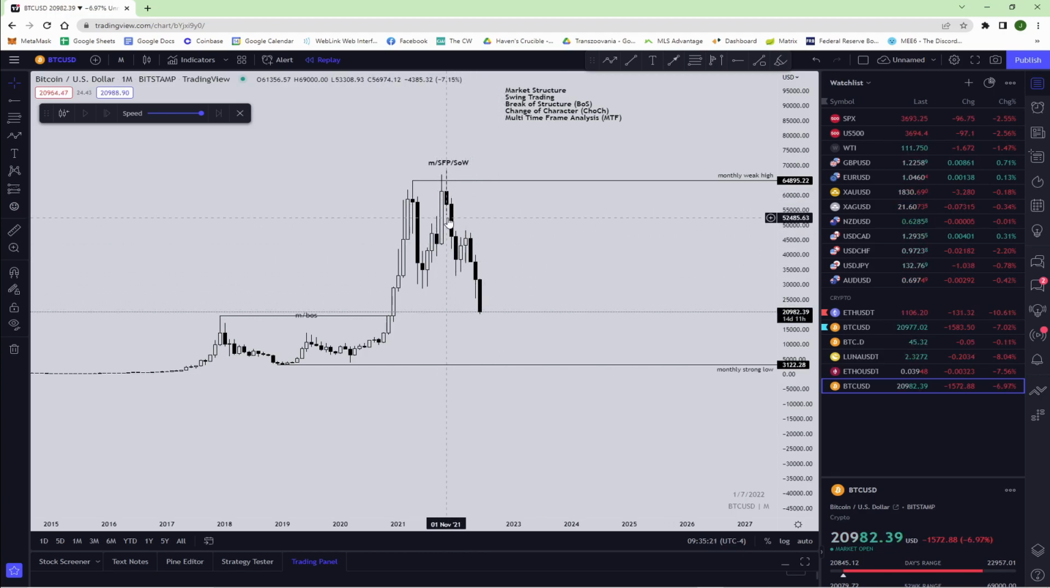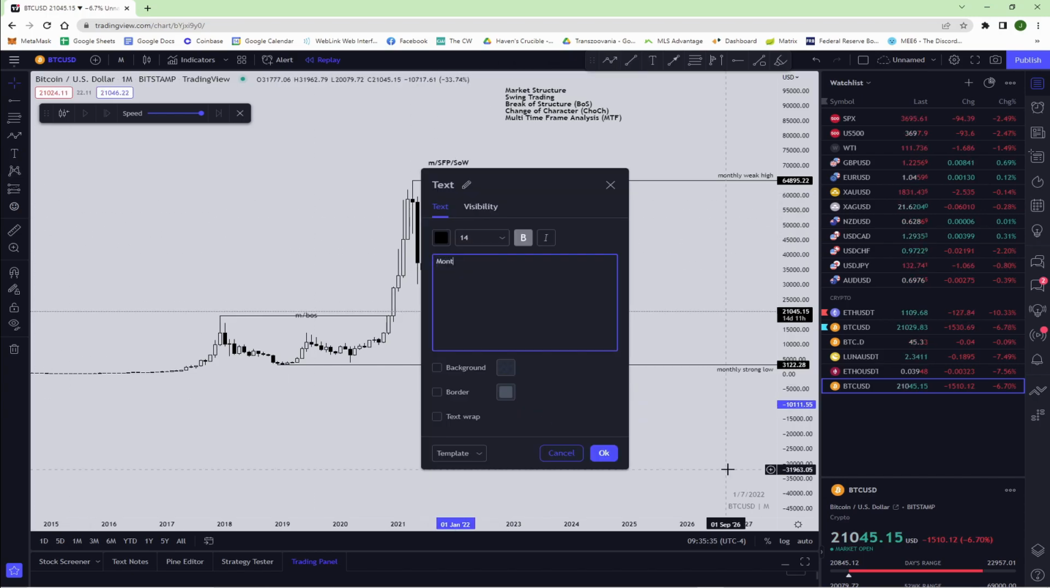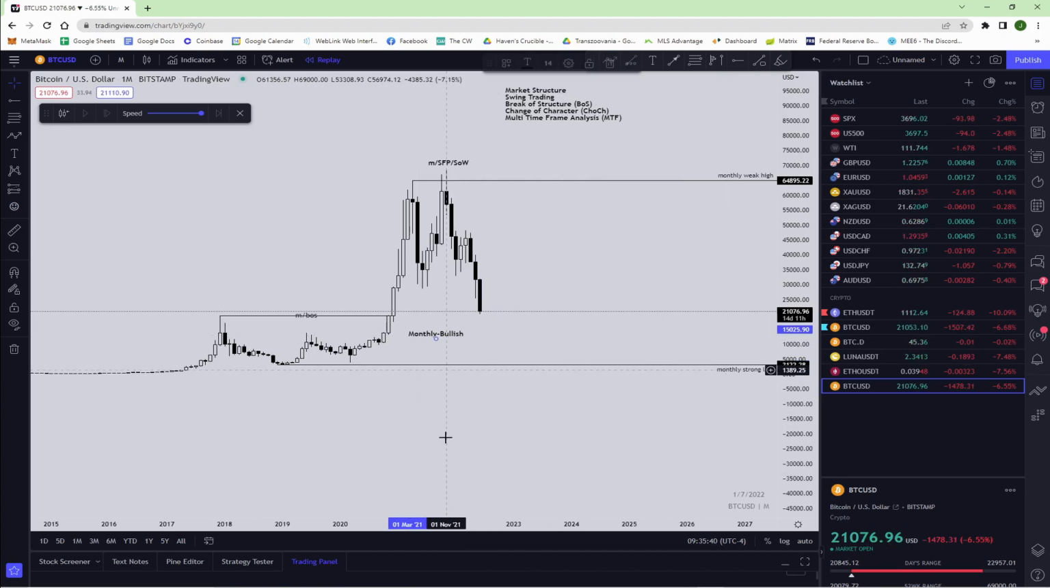So right now, we are still within inner structure of this monthly weak high and this monthly strong low, which means, my friends, monthly is bullish. Which is kind of crazy if you think about it, the way the market's been lately. But monthly is in fact bullish. And what I like to do is keep this on my chart so that we can have an idea of where it is and what's happening.